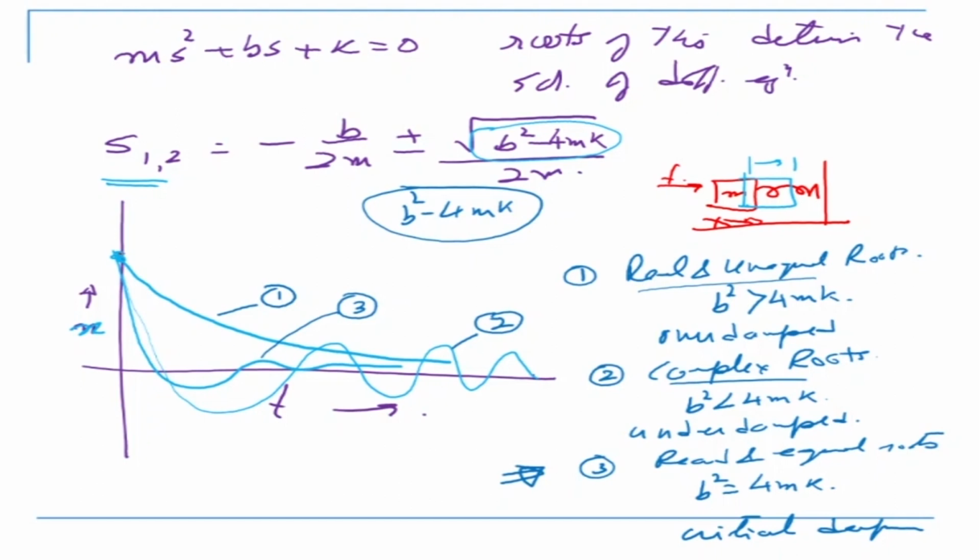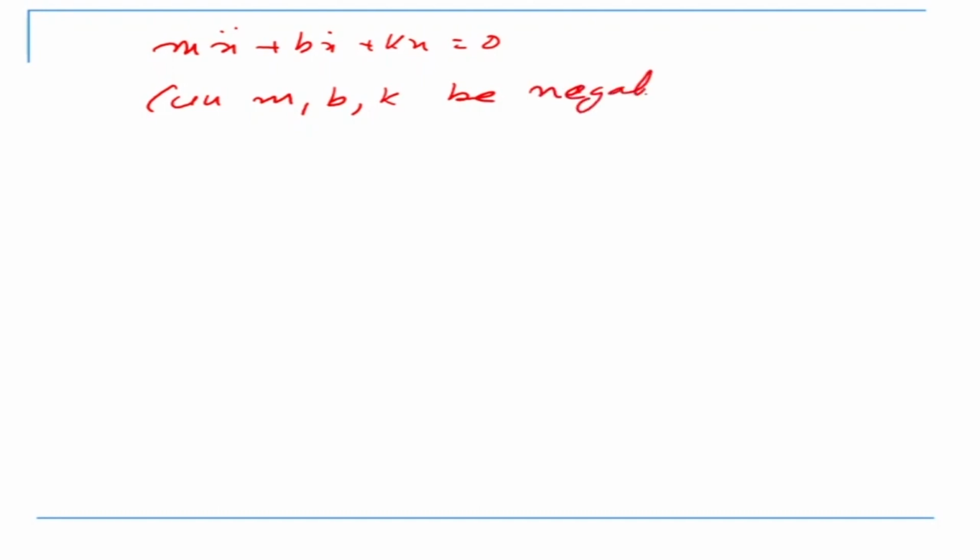A couple of important points to note here, which you have done in high school, but I'm not sure if you ever noticed this or asked yourself these questions. So mx double dot plus bx dot plus kx is equal to 0. The question is, can m, b, k be negative? Now m is mass, so obviously it can't be negative. It has to be positive.